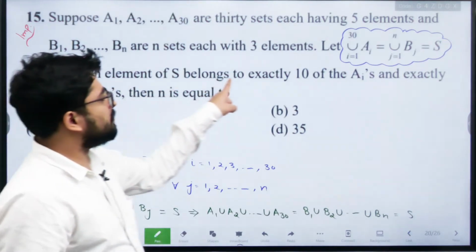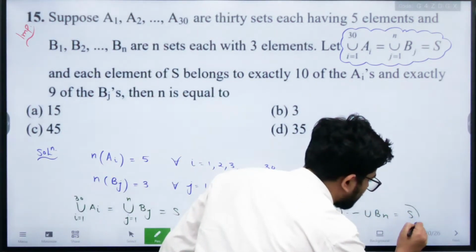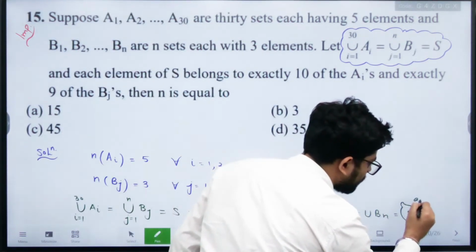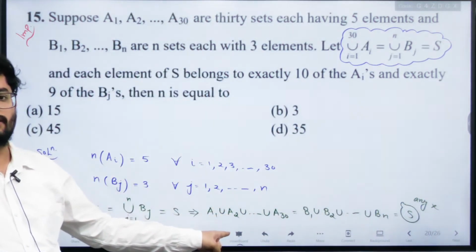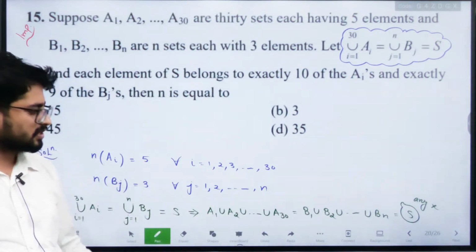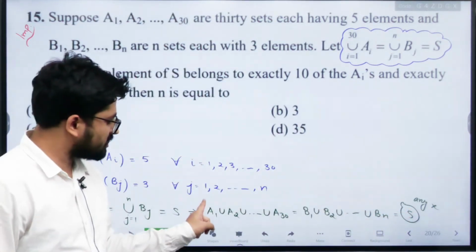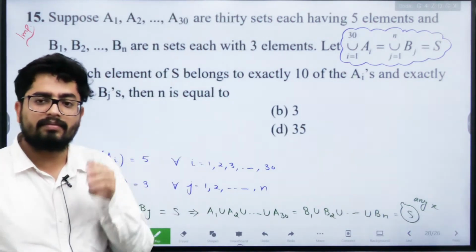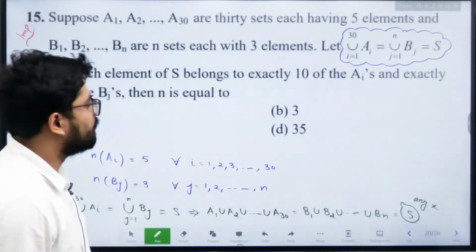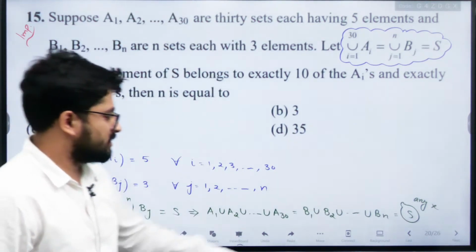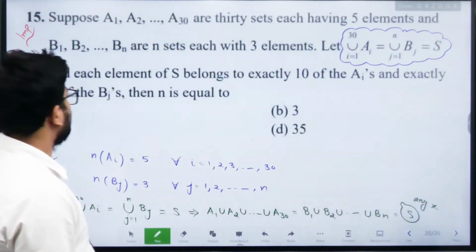Now, each element of S belongs to exactly 10 of the Ai's. If you choose any element x here, that x belongs to 10 of the Ai's. For example, if x is in S, then x is in A1, A2 till A10, let's say. And x is in exactly 9 of the B's, say B1, B2, B3 till B9. So you have to calculate n.